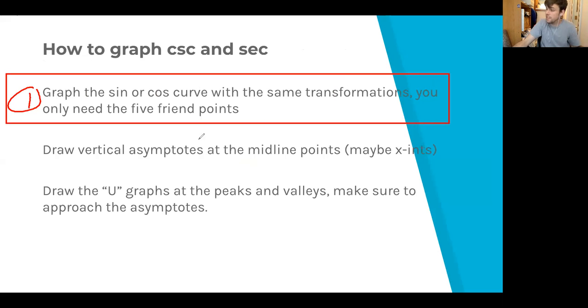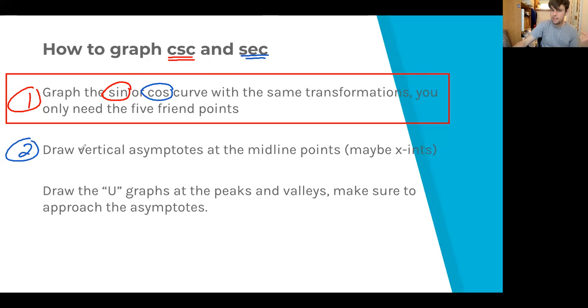That's basically what's happening. Now we're not going to draw in the curve, but we are going to plot all of the 5 friend points that we use to make these graphs. So if we are trying to graph cosecant, we're going to graph sine because those are reciprocals of one another. And if we are trying to graph secant, we are going to graph the cosine curve. Again, just the points. The points will help us graph. And then we do these 2 new things.